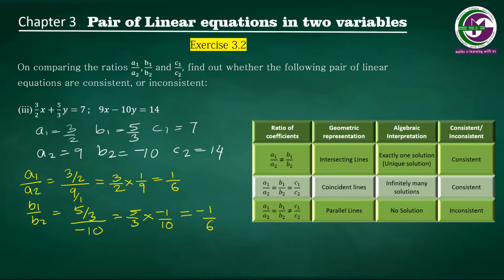Here you can see a1 by a2 is not equal to b1 by b2. a1 by a2 is positive 1 by 6 and b1 by b2 is negative 1 by 6. They are not equal. So a1 by a2 is not equal to b1 by b2. Right? So this is also the first one. It is consistent.